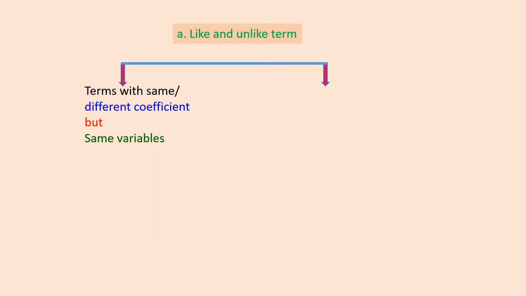Now, like and unlike terms. When the terms are like terms, they will have the same or different coefficients but the same variables. For example, 4x cube and 1x cube. The coefficients of both terms are different, 4 and 1, but you will see the variable is the same, x cube and x cube. So they are called like terms. One more example: minus 4x cube y and 1x cube y. The x cube y and x cube y of both terms are the same, so they are called like terms.